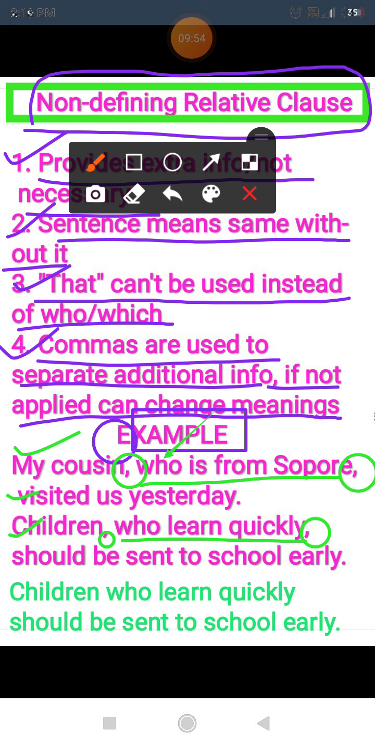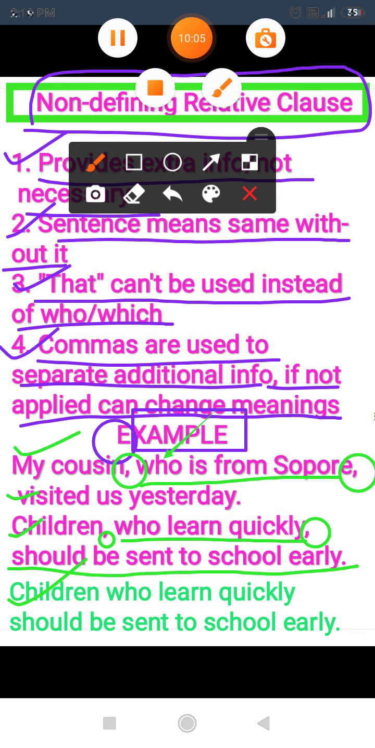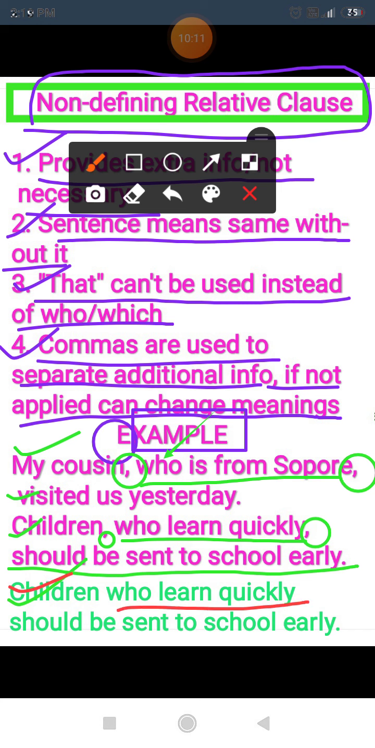But if we remove the commas here, आप note कीजिए यहाँ पे, if we remove the commas here, so it will become a defining relative clause, आप नोट कीजिए. Note it here. Children who learn quickly should be sent to school early. So children who learn quickly, यहाँ पे हमने relative pronoun who का इस्तेमाल किया, हमने यहाँ पे commas नहीं इस्तेमाल किए, so it became, what did it become? It became a defining relative clause.